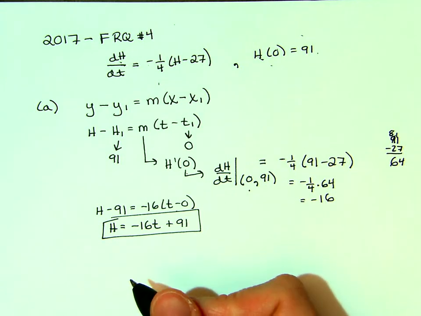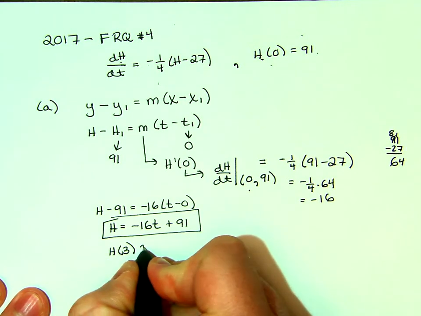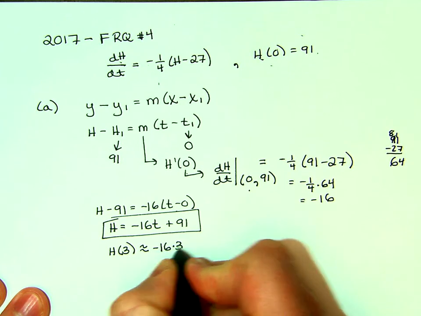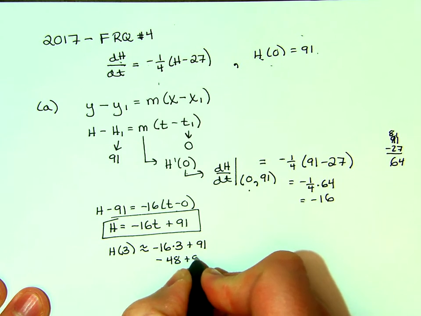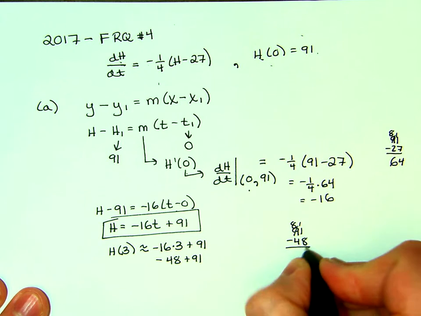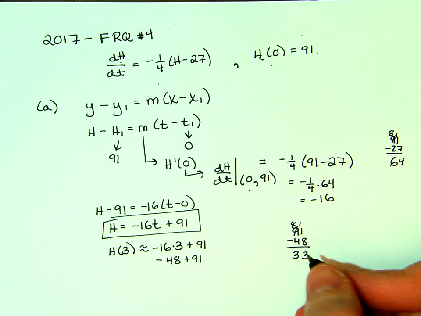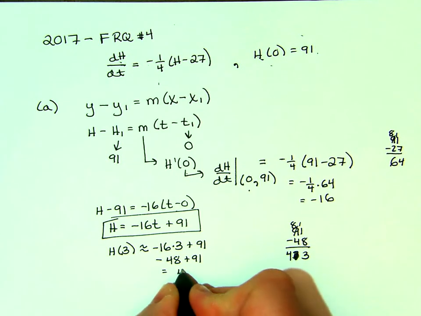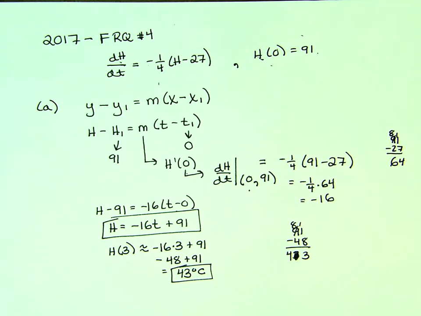Next, I need to use that tangent line to approximate the temperature at time 3. h of 3 by my tangent line is approximately negative 16 times 3 plus 91. That's negative 48 plus 91. I'm going to do the calculation on the side. 8 minus 4 is not 3, it's 4. It's looking like my final temperature is predicted to be 43 degrees Celsius after 3 minutes. That's my tangent line approximation.